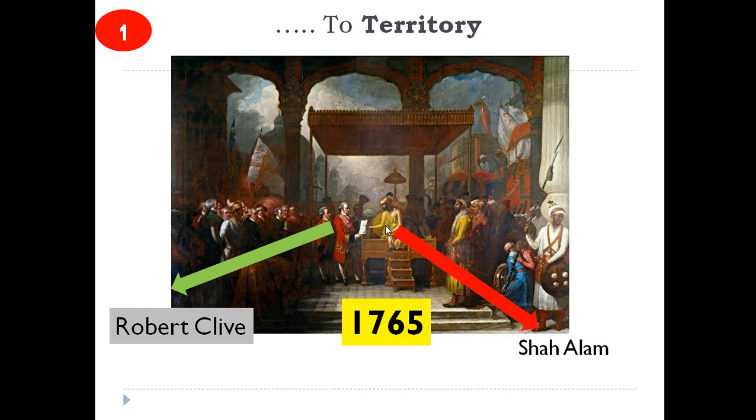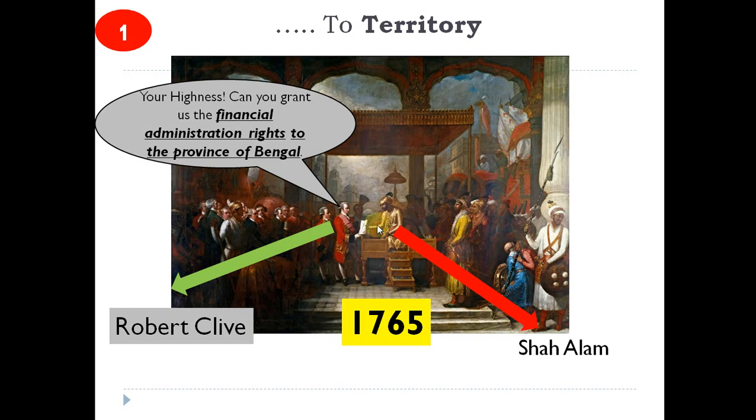What was the nature of this political authority? So Robert Clive, after winning a battle with Shah Alam, asked him, now that you are a loser, why don't you grant me all the financial administration rights to the province of Bengal? Meaning, whatever money, whatever revenue comes out of Bengal would be mine, and I use it the way I want. He said, okay, yes, not a problem, because I don't have any other option.